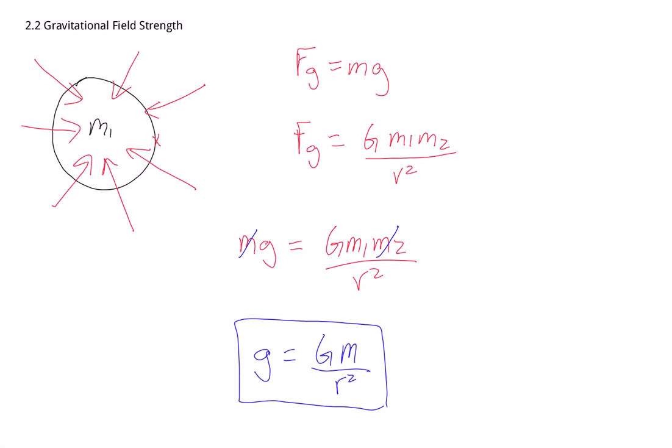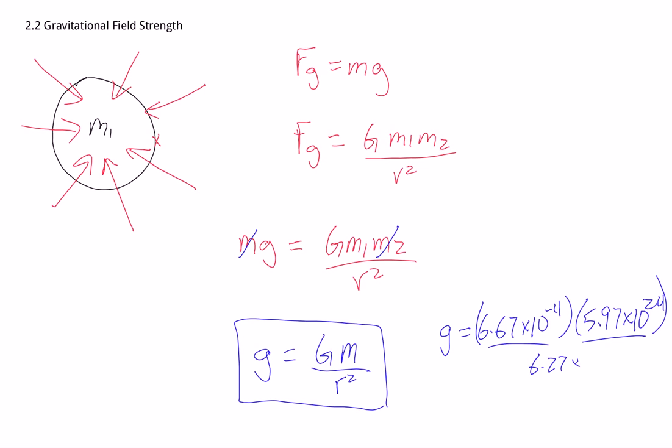So if we plug this into our formula for Earth, we put in 6.67 to the negative 11, 5.97 to the 24 for the mass of the Earth, and 6.37 to the 6 for the radius of the Earth, and we get an answer of 9.81, which we already know is the acceleration of gravity of the Earth. So that's where the 9.81 was calculated from, using this formula.